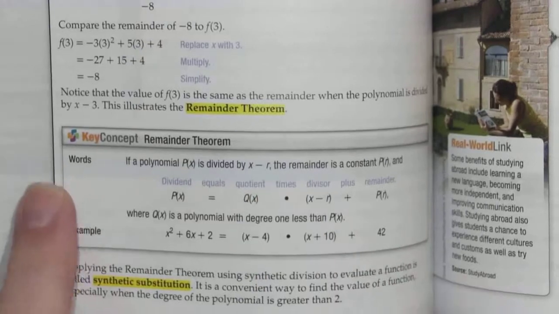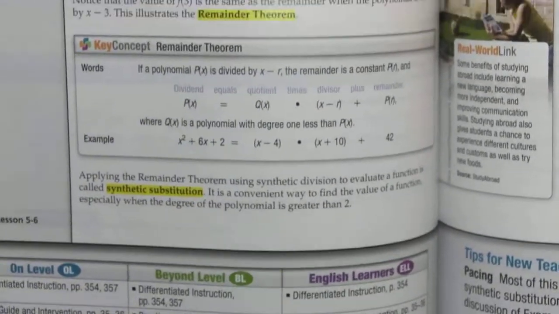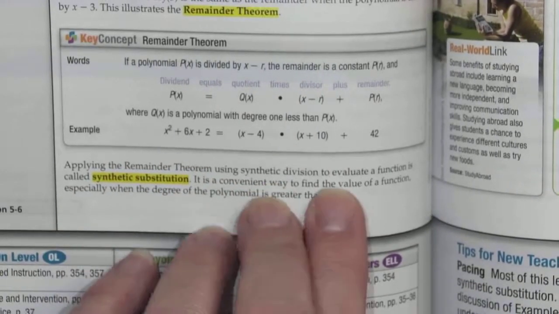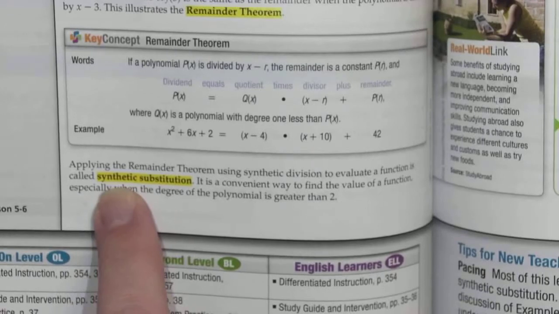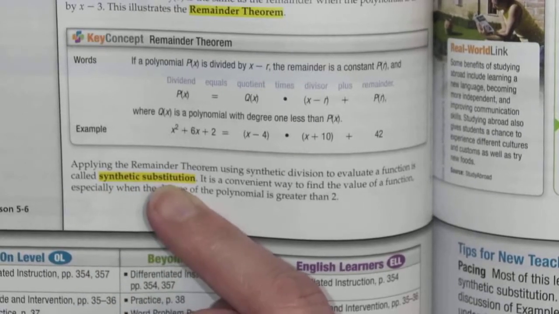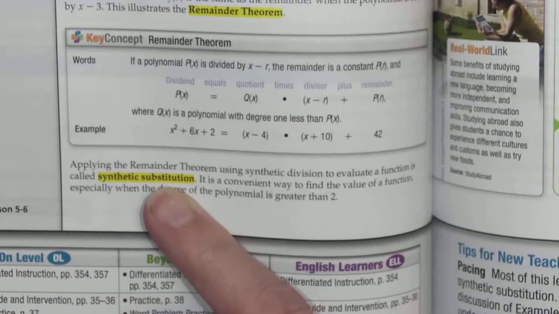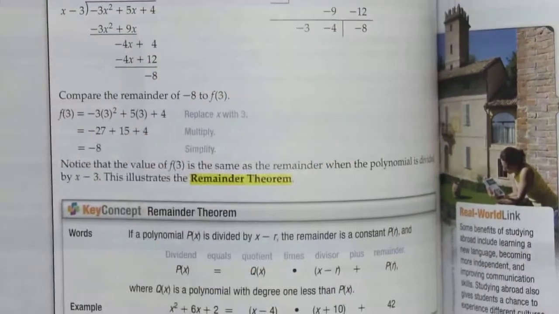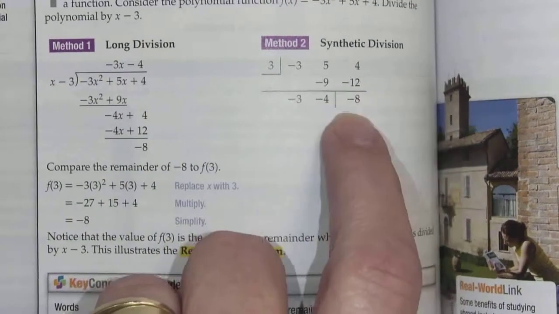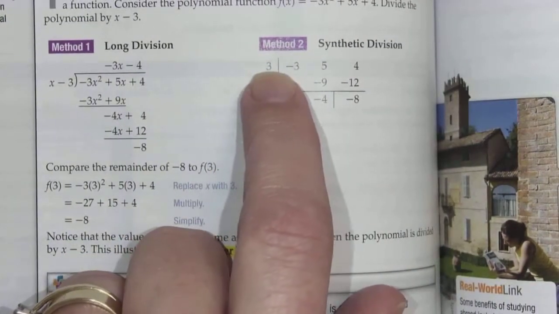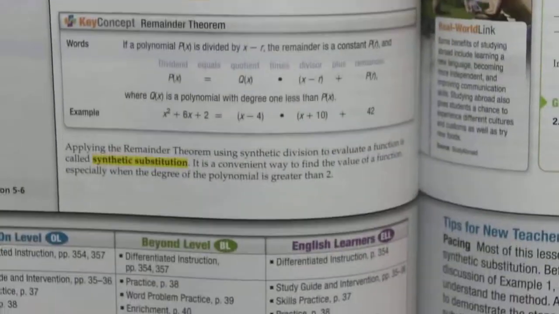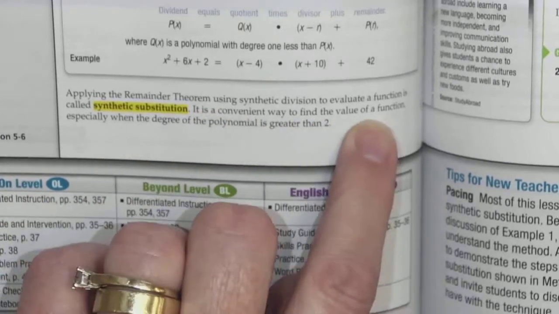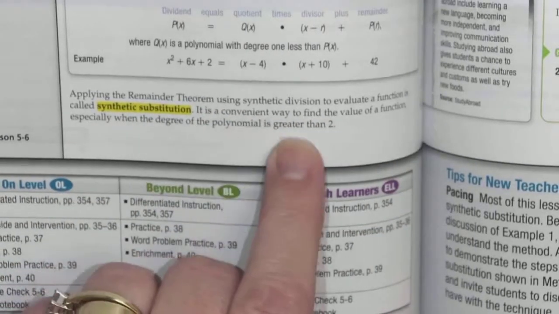This looks a little bit complicated to read. It's more easily seen when you actually work it out. Okay, so applying the remainder theorem using synthetic division to evaluate a function is called synthetic substitution. So there's nothing really new here if you know how to synthetically divide. It is just knowing that that remainder will be the y value when you plug in this x. That's all. Okay? It says it is a convenient way to find the value of a function, especially when the degree of the polynomial is greater than 2.